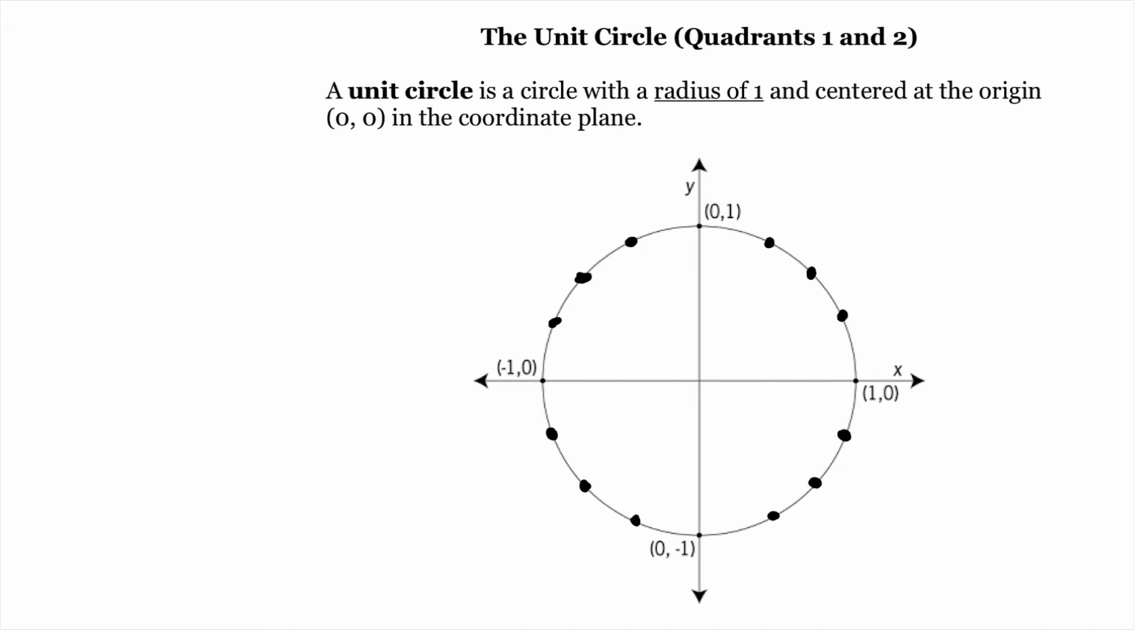Okay, so this circle is called the unit circle. It's called the unit circle for two reasons, right? Unit and circle. Obviously, you know why it's called circle, because it's a circle. That's pretty obvious.